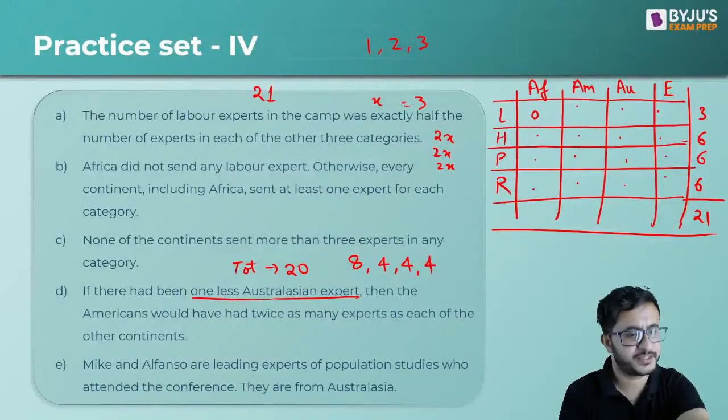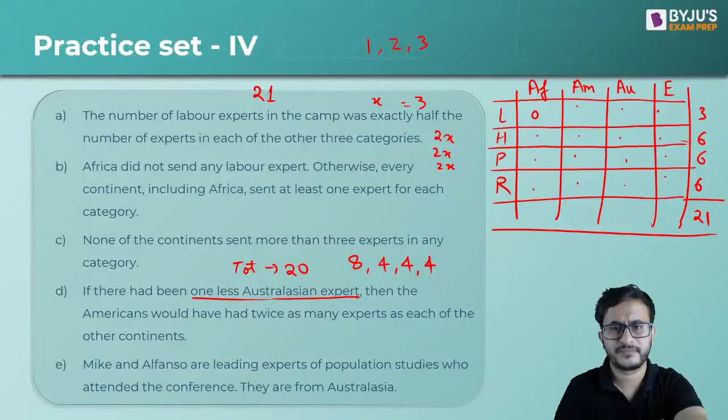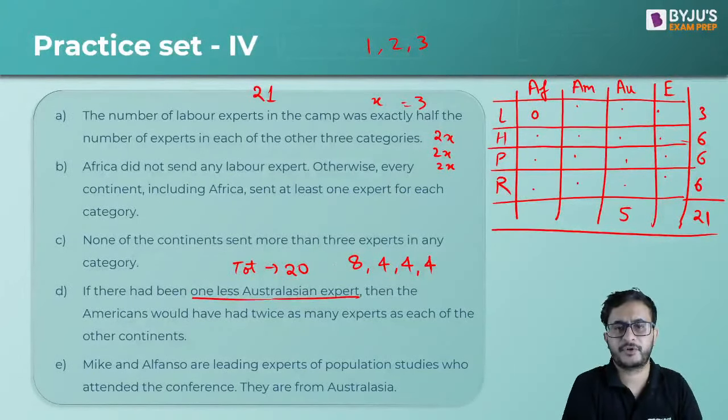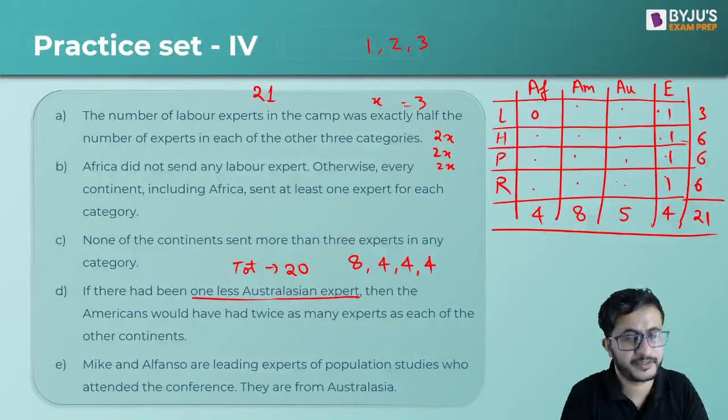So if that is the case, that means Australasia has 5, because for one less it makes 8, 4, 4, 4 and others have 4 each. Now if this total is 4, obviously all these values will be 1. Okay, it can be simply done.